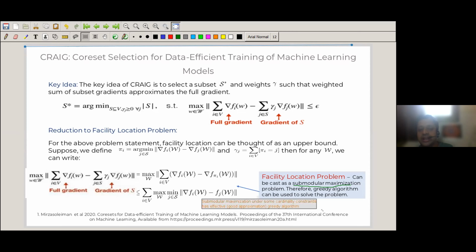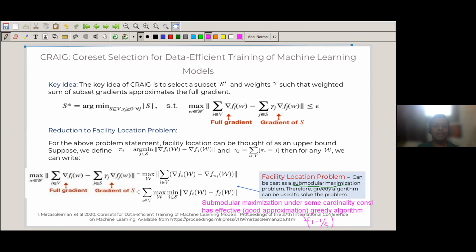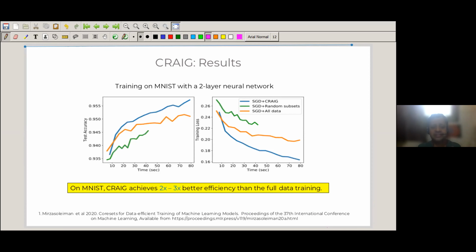And what is the good approximation we are talking about? The good approximation is a guarantee of 1 minus 1 over e, where e is the base of the natural logarithm. Now it turns out that in practice the approximations you get are even better. Okay, the simple idea. Let's just try and now understand the effect of some simple strategy like this.